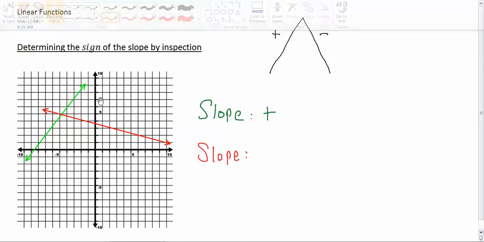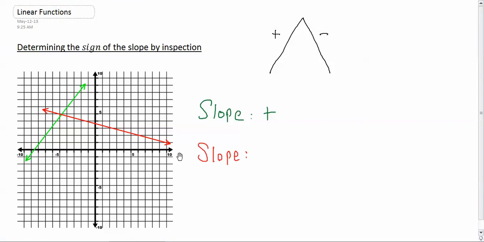Now, what about for our red guy? If we take a look, this general slope is a lot like this general slope, and it's definitely not like this one. The slope it's closest to is this guy, so this is a negative slope. Once our eyes are trained, we can do this really quickly, but also effectively.